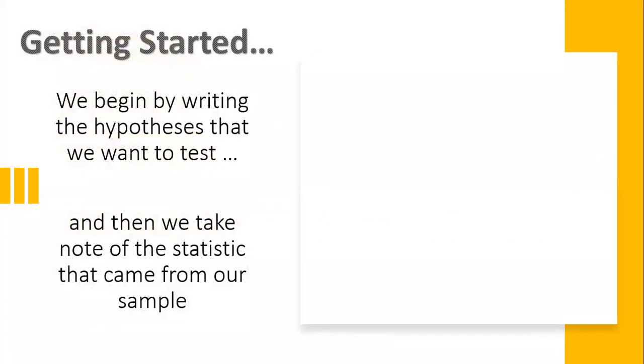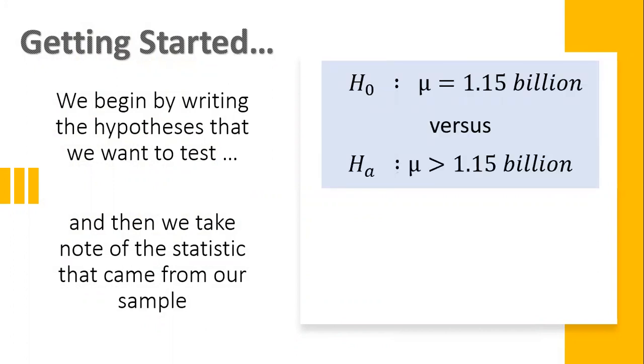To get started, we must begin by writing the hypotheses that we wish to test. In this case here, the null hypothesis would be that mu, the average number of neurons in the prefrontal cortex for all autistic children, is 1.15 billion. Against that, we're facing off the alternative hypothesis that mu, the average number of neurons in the prefrontal cortexes of all autistic children, is larger than 1.15 billion.